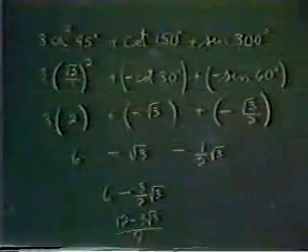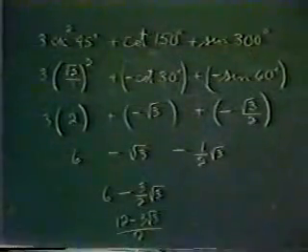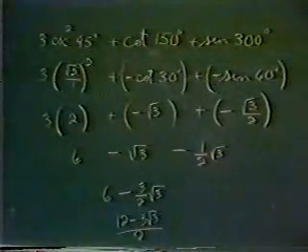Now let's go to 2 more examples. You'll find the examples in your notes where it has 3 cosecant of 45 degrees plus cotangent of 150 plus sine of 300 degrees.